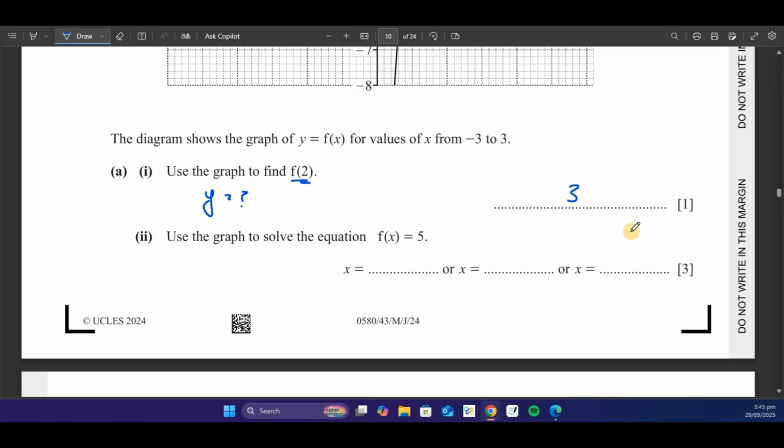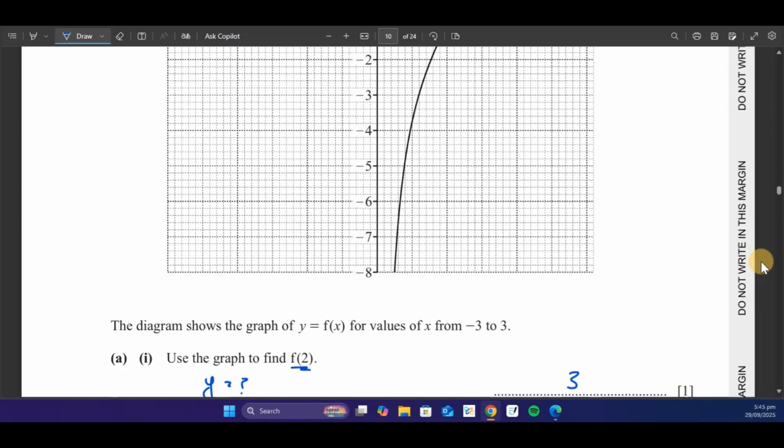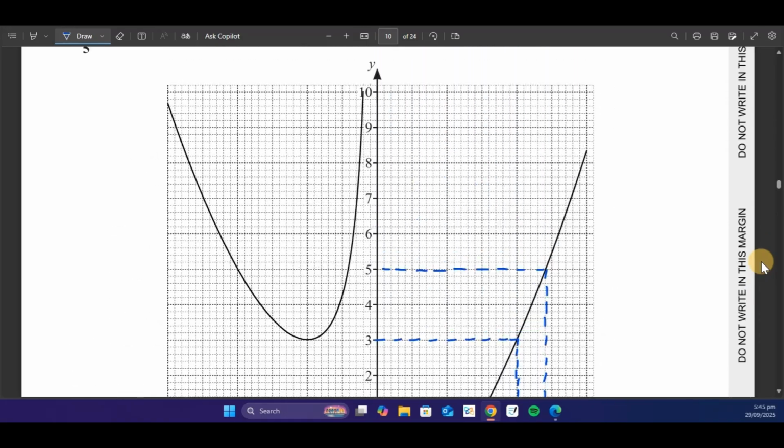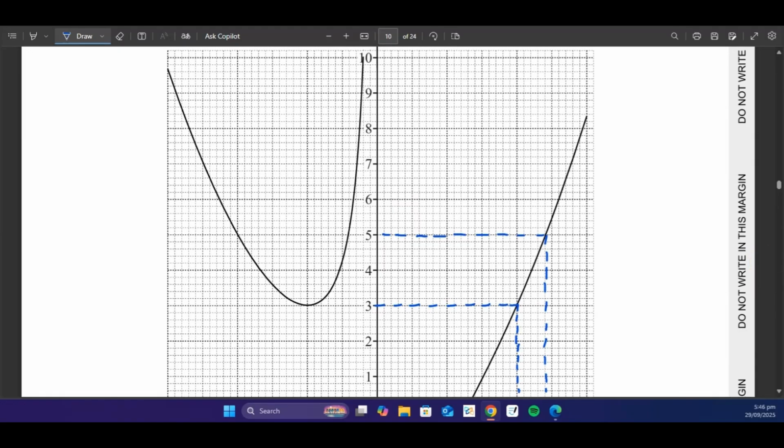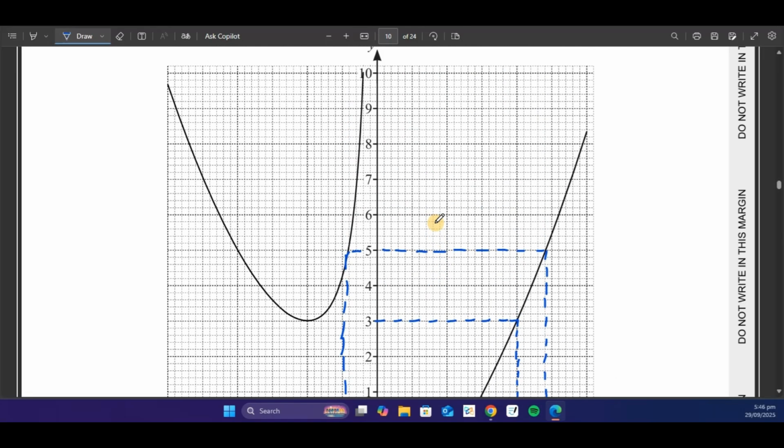Use the graph to solve the equation f of x is equal to 5. Alright, so now the value of y is 5. So we're just going to draw a simple line from 5 across to the graph. So that would mean this point over here. Let me read it again. So it's 5. Okay, so 5 intersects at more than 1 point. 5 also intersects over here because we have two graphs. So 5 would also intersect over here, and 5 would also intersect over here.